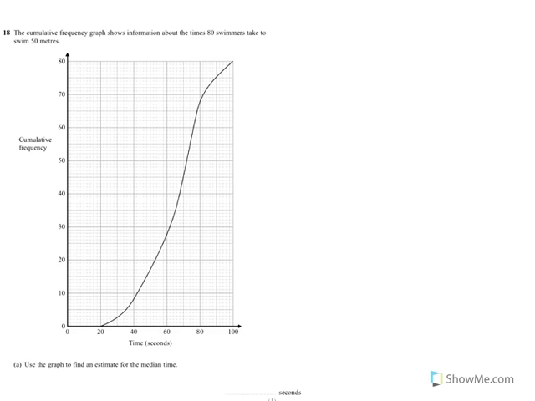Question 18. A cumulative frequency graph shows the information about the times 80 swimmers take to swim 50 meters. We're asked to use the graph to find an estimate for the median time. So there are 80 swimmers. The median is going to be right in the middle, so that's going to be 40. So we need to go along from 40 to the line. We go along from there, we go down, we'll get to 68.